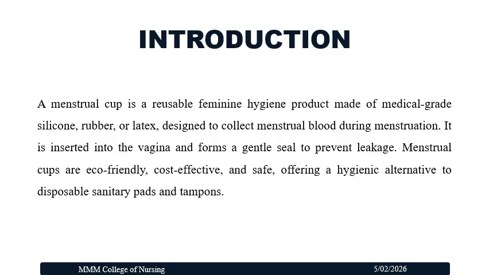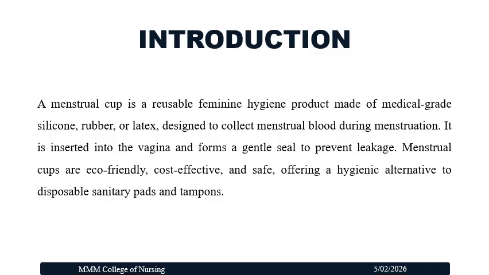Introduction. A menstrual cup is a reusable feminine hygiene product made of medical grade silicone, rubber or latex. It is designed to collect menstrual blood during menstruation. It is inserted into the vagina and forms a gentle seal to prevent leakage. Menstrual cups are eco-friendly, cost-effective and also safe. It also offers a hygienic alternative to disposable sanitary pads and tampons.